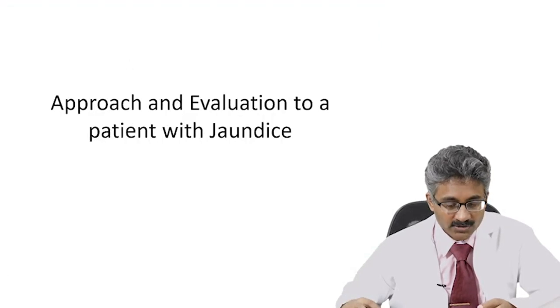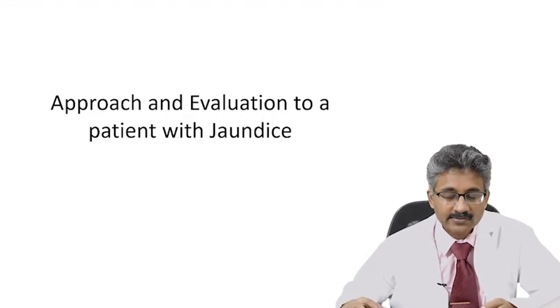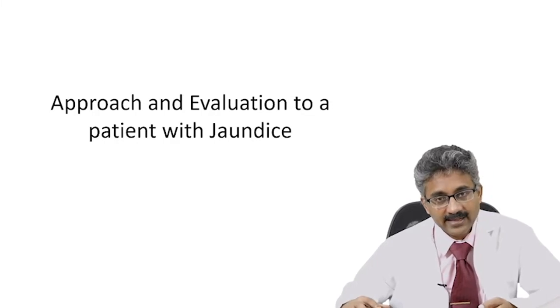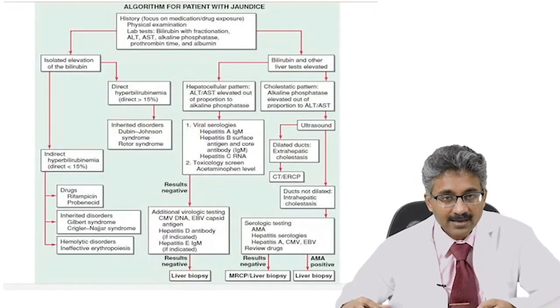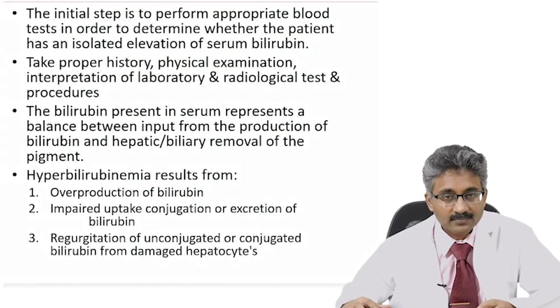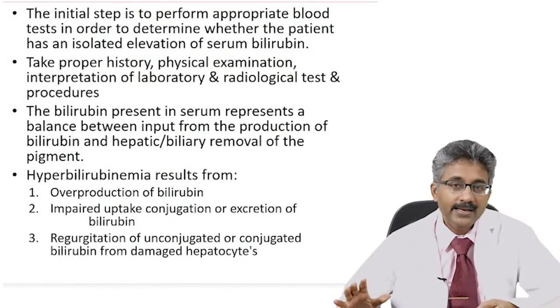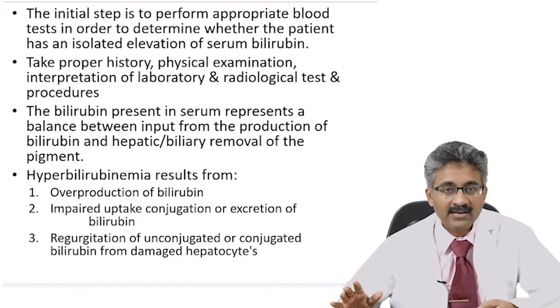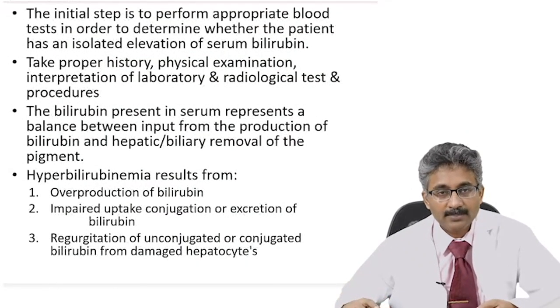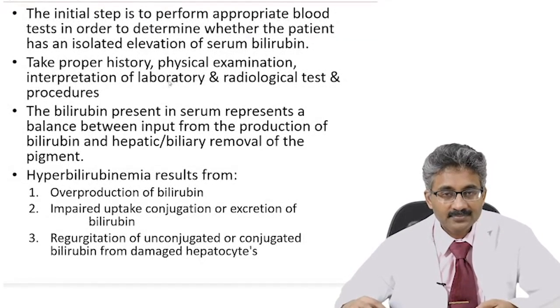Now, how do you approach the other causes of jaundice where there is an elevation of the liver enzymes? I will come back to this chart. Any initial step in the evaluation of jaundice is to order the blood test where you will estimate the bilirubin level, then take the proper history and interpret the history.